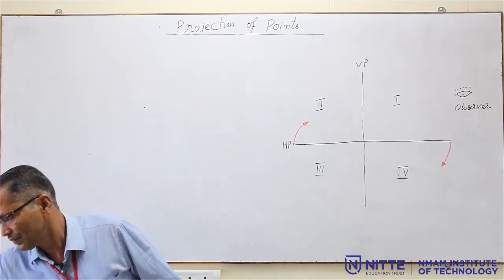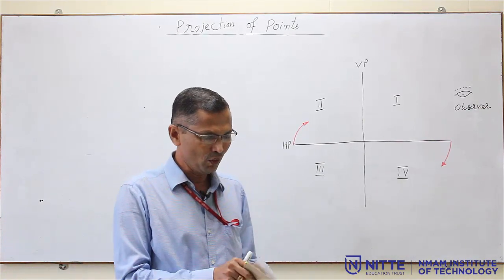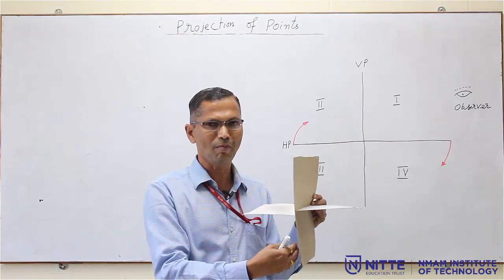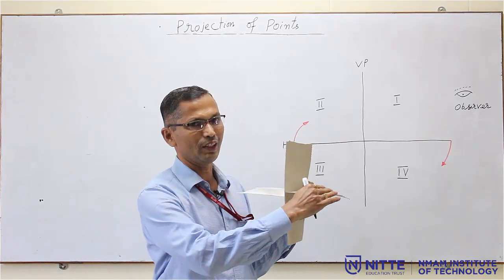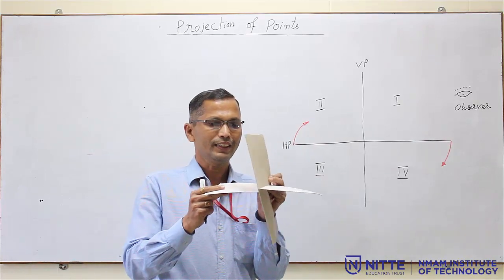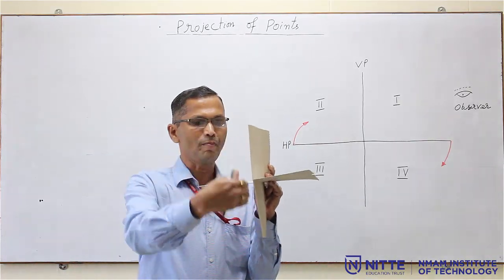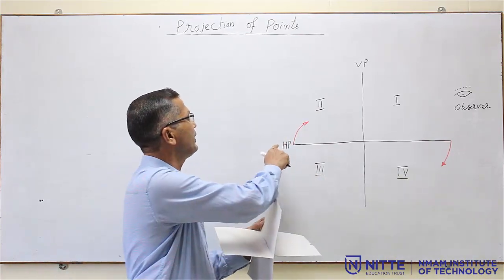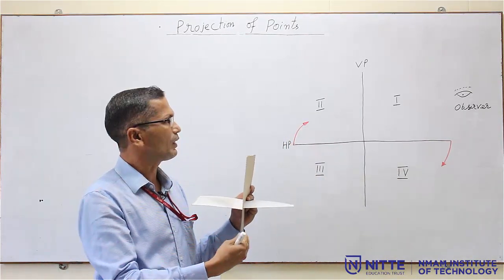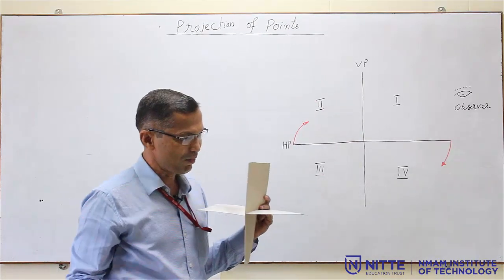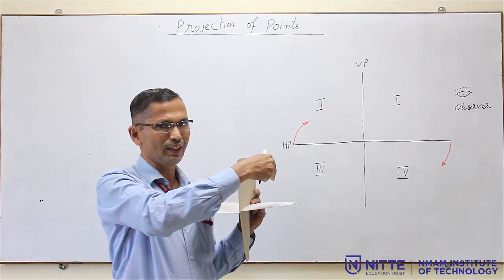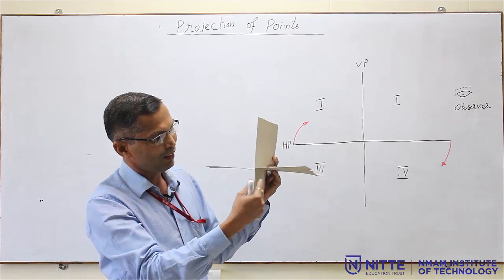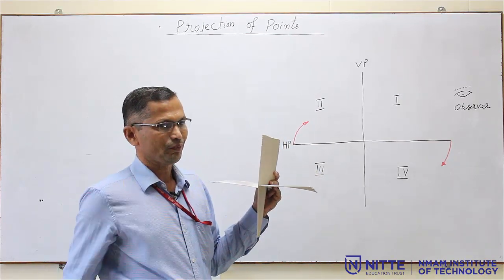Now, what does this quadrant mean? You take two plane surfaces like this, one is called the vertical plane and the other one is called the horizontal plane, and this is the intersection of VP and HP. So, this horizontal plane we call HP and the vertical plane we call VP, and we have the four quadrants. This is called the first quadrant, this is the second quadrant, this is the third quadrant, and this is the fourth quadrant.